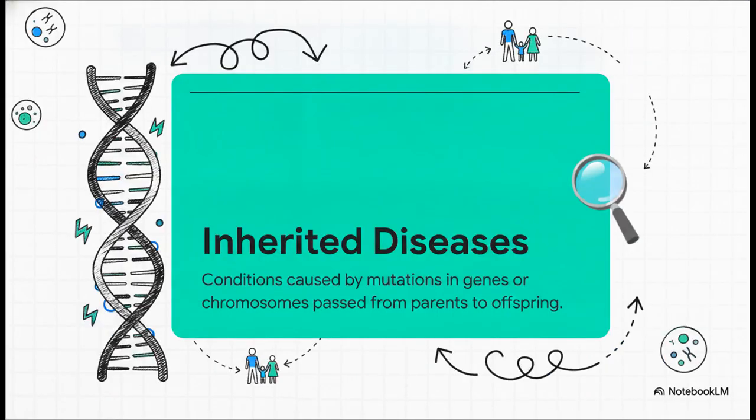To get us all on exactly the same page, inherited diseases, which you'll also hear called genetic disorders, are basically conditions caused by changes or mutations in genes or chromosomes that are passed from parents to offspring. The absolutely crucial thing to remember here is that these tiny glitches are transmitted across generations, specifically through reproductive cells. It's a literal chain of information, just handed down through time.